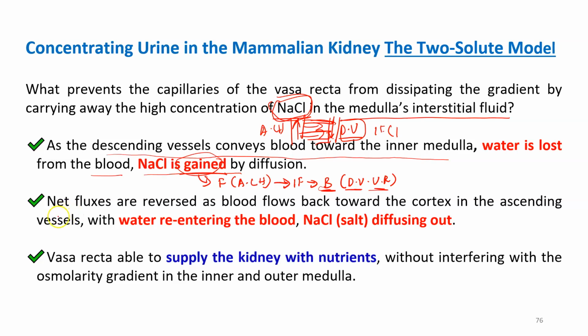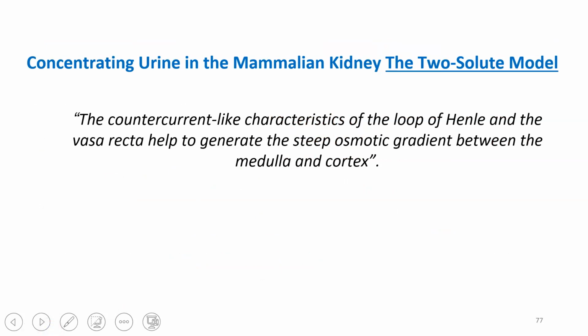Tak apalah, nanti saya draw balik semula. Okay, kita tengok slide ni dulu. So net fluxes are reversed as blood flows back towards the cortex in the ascending vessels, with water re-entering the blood and sodium chloride diffusing out. Okay, so vasa recta are able to supply the kidney with nutrients without interfering with the osmolarity gradient in the inner and outer medulla. Okay, so concentrating urine in the mammalian kidney, the two solute model.